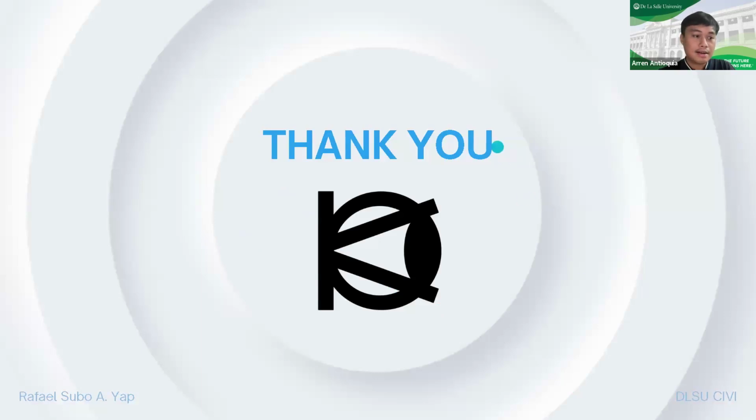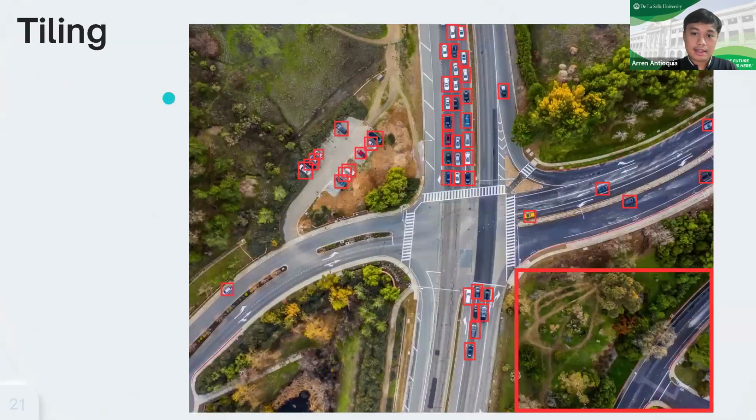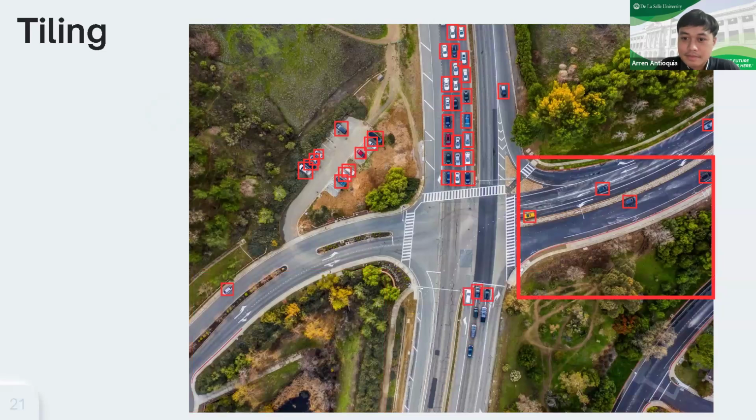Maybe I'll start, I'll give you a question about what you have presented. Can we go back to tiling? So this is a common problem on tiling. What happens whenever there are objects that are stuck in between two tiles? Will they get detected or not? You're muted, Rafael.